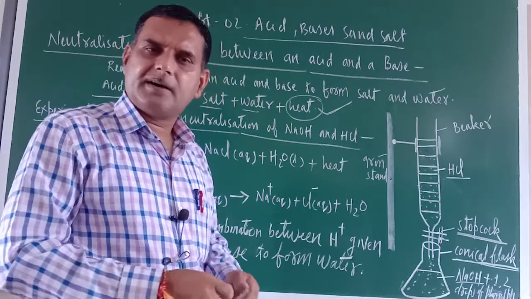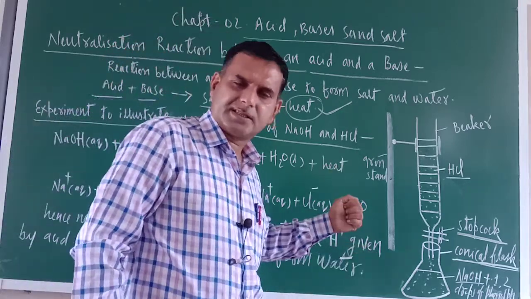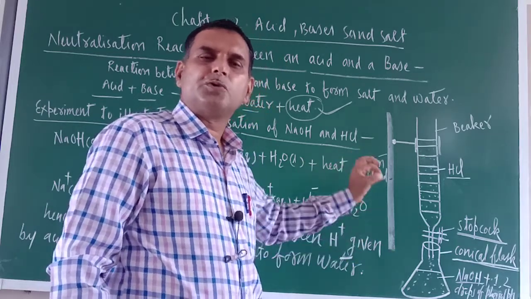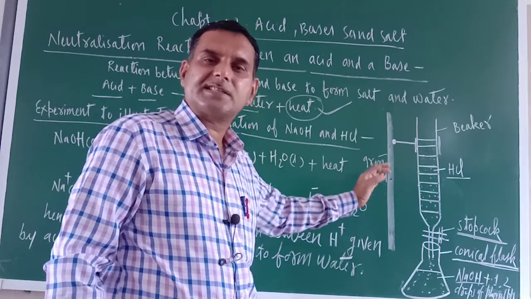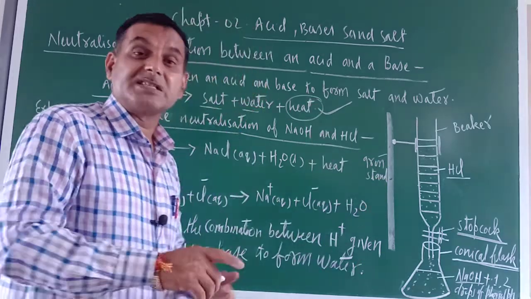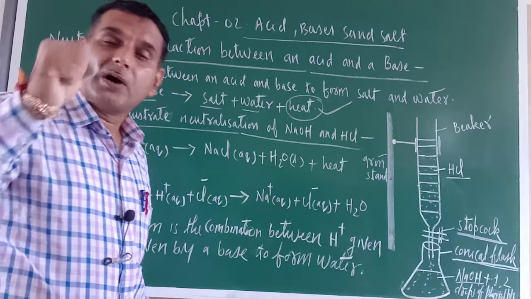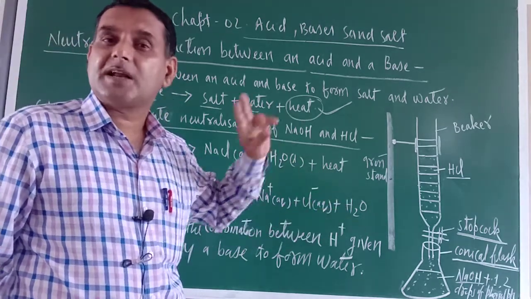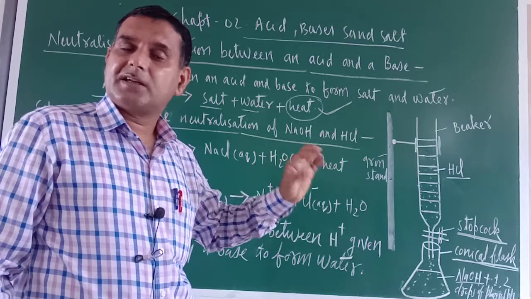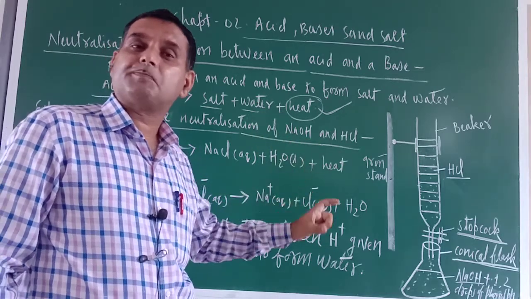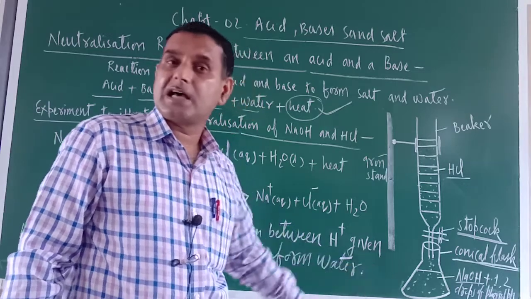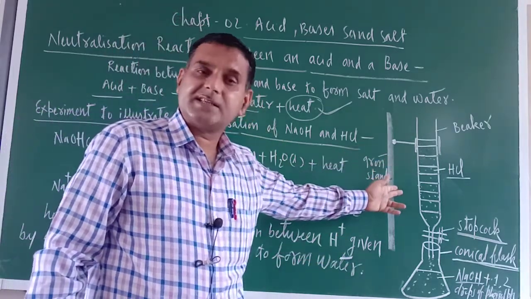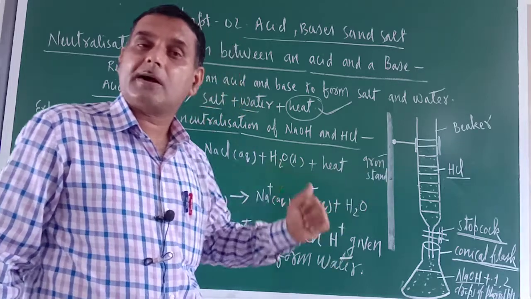One stage will come when the pink color appears. The moment pink color appears, at that moment you should stop the addition of HCl to NaOH. It means neutralization is completed. What is the meaning of neutralization here? The formation of pink color indicates that the amount of NaOH which was present in the conical flask has been completely neutralized by the amount of HCl which has been added drop by drop.